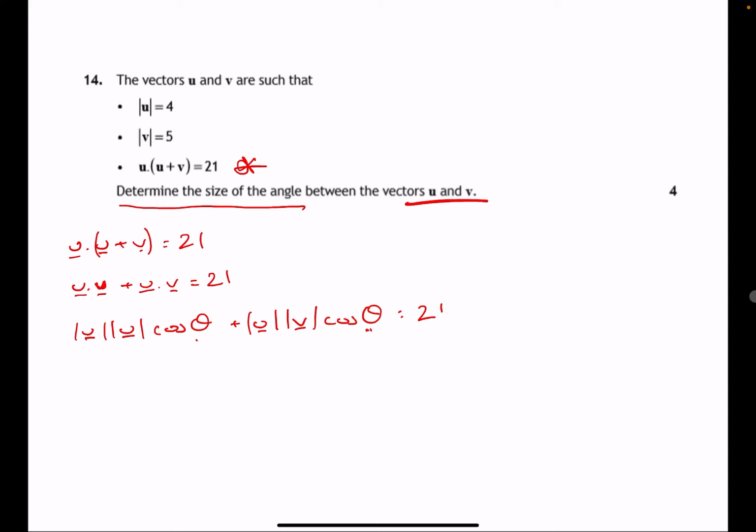The angle between u and u is 0. So this is basically 4 times 4 times the cos of 0. Be careful. Cos of 0 is not 0. u dot v is 4 times 5 times cos theta. That's the bit I don't know, that's what I want to find out, so that's fine staying as it is. Cos of 0 is 1. So this just becomes 16 plus 20 cos theta equals 21.